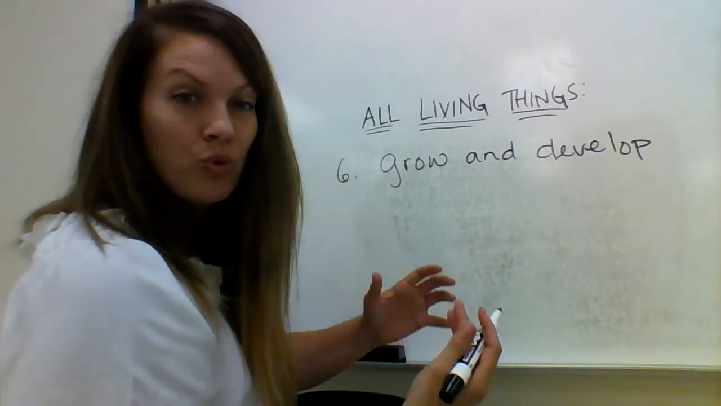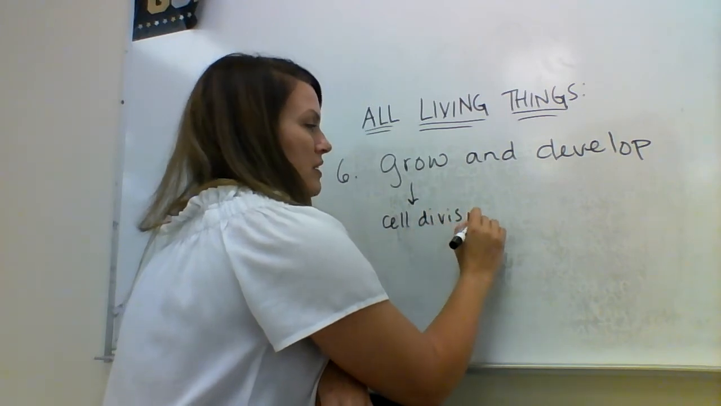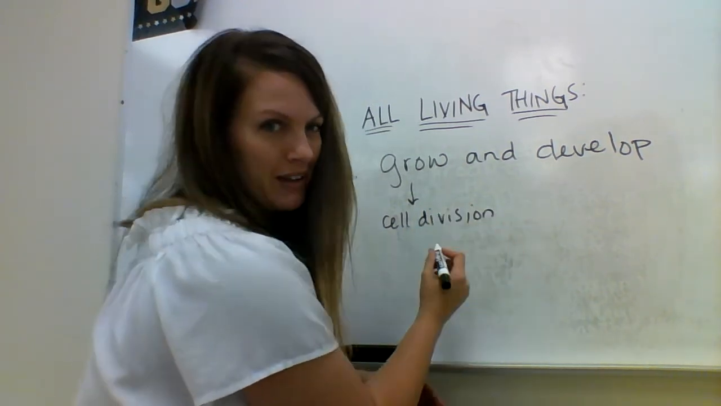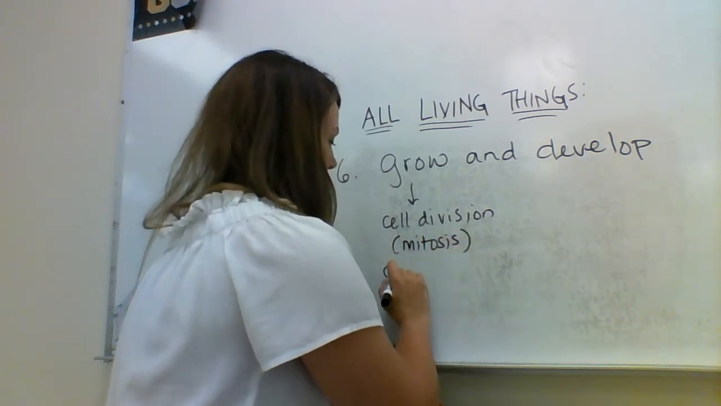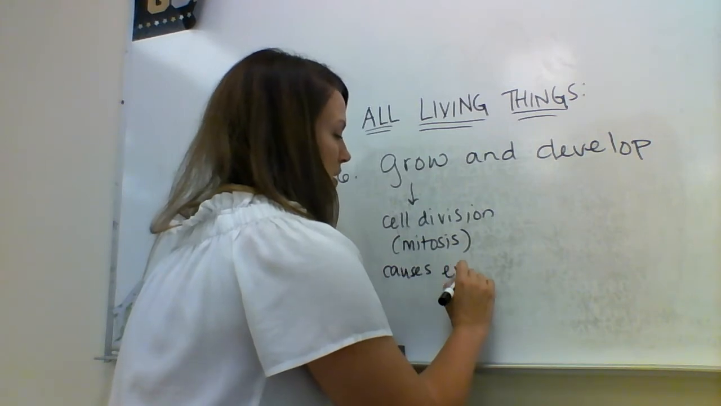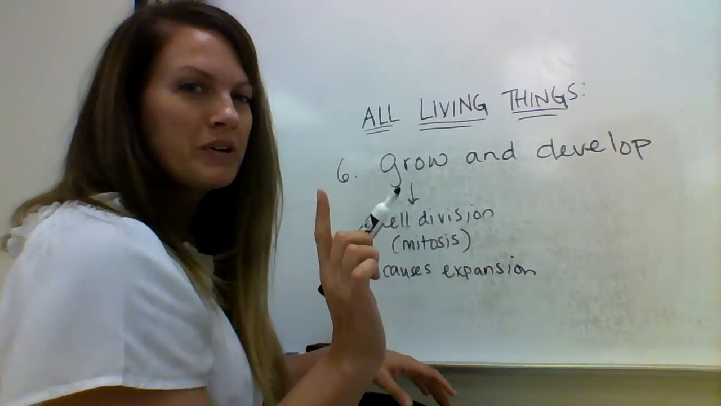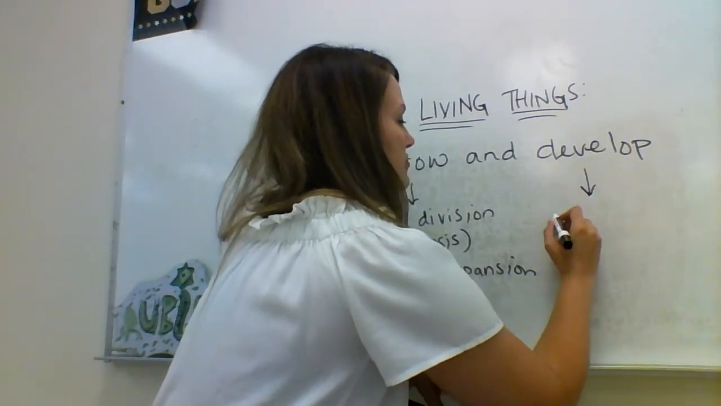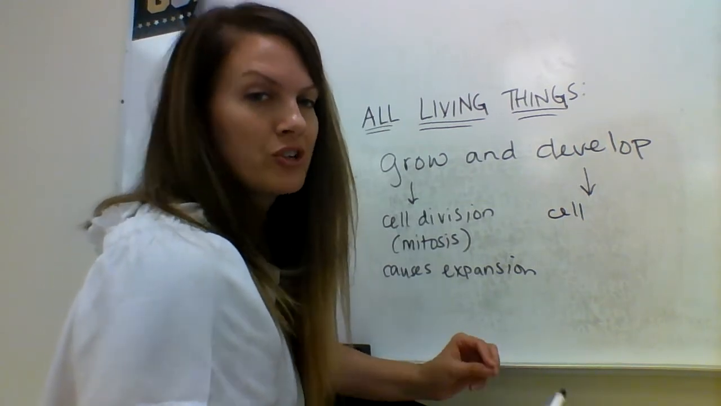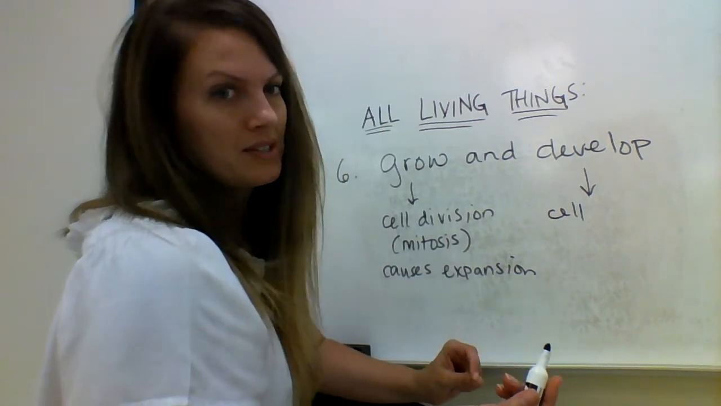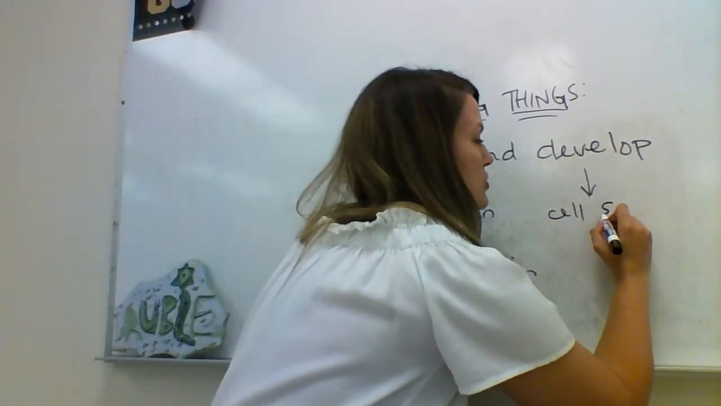Grow and develop. Now, growth is going to take simple cell division. And there's a word from that, you probably remember it from the 8th grade, called mitosis. This is going to cause expansion of the organism. It's going to cause the organism to physically get bigger. But development is different. Development is caused by something called cell differentiation or cell specialization. And those are two big words, but you really do need to know them both. I'm going to use specialization here.